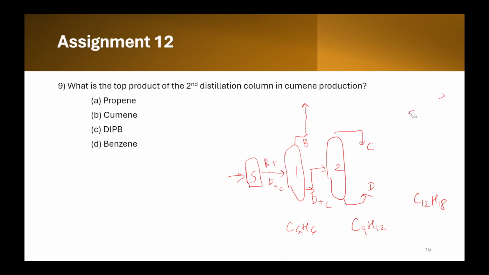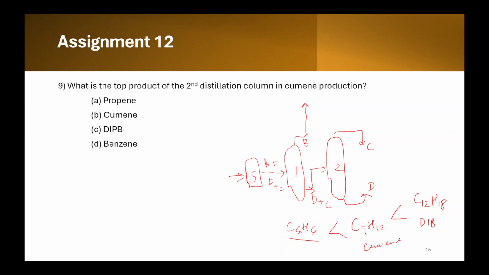The higher the molecular weight, so this will have a lower molecular weight than this, and this will have a lower molecular weight than this. So this is the most volatile out of these three. So it will be the top product for the first distillation column. This is the mid volatile, so this will be the top product of the second column. This is cumene. This is DIPB.